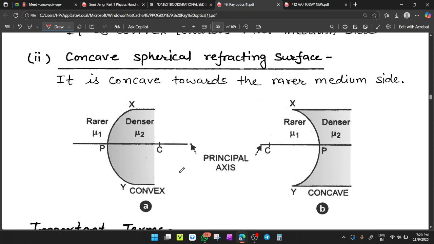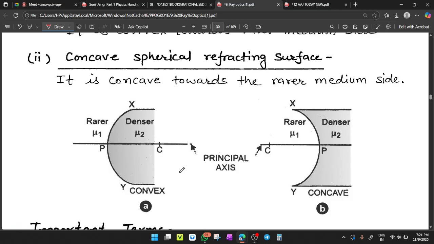Now see the terminology. Make the diagram. First is pole. So for the refracting surface, rarer medium: for a convex refracting surface, the rarer medium is towards the convex surface, and for a concave refracting surface, the rarer medium is towards the concave surface. Clear?